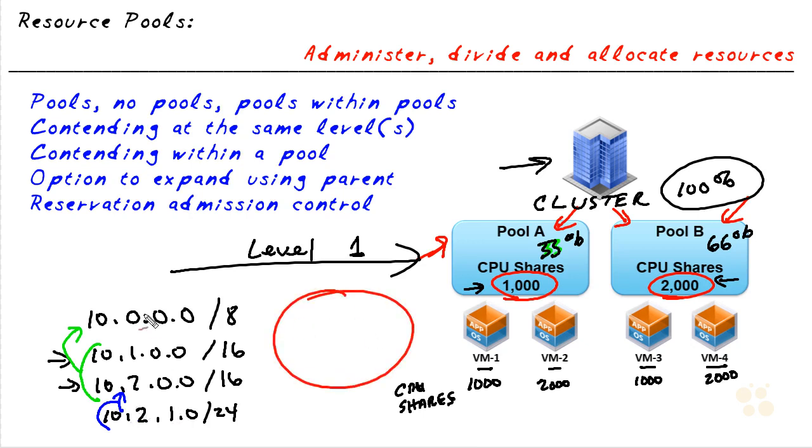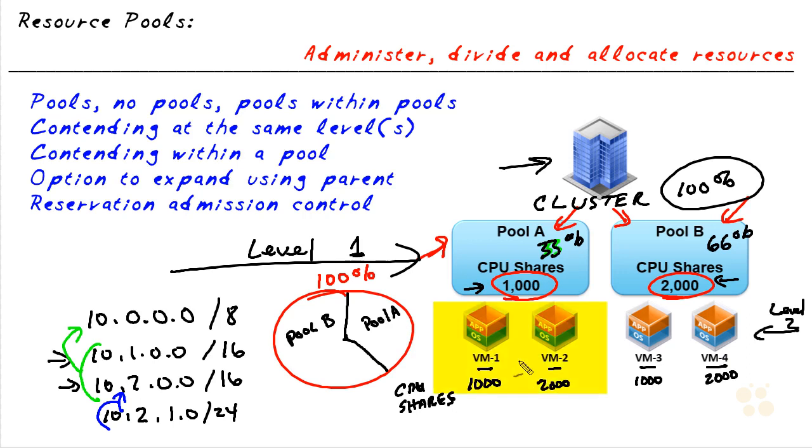Another analogy, which applies both to IP subnetting and to our pools here, is a pizza. So for example, if we have 100% of a pizza, we got the whole pizza. At the cluster level, with a single cluster inside of a data center, and all the ESXi hosts belonging to that cluster, that's our pizza. And in a contention situation, Pool A has 1,000 shares and Pool B has 2,000 shares. So this would be Pool B, and this would be Pool A. Now, still in a contention situation for CPU resources, VM1 and VM2, because they're in Pool A, are going to have to fight over this piece of the pie. You know, the pizza pie.